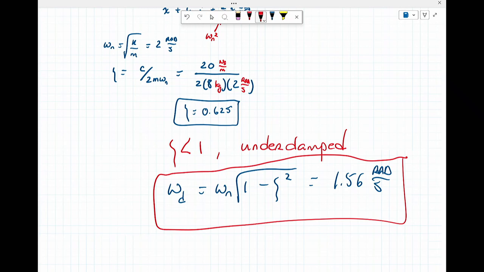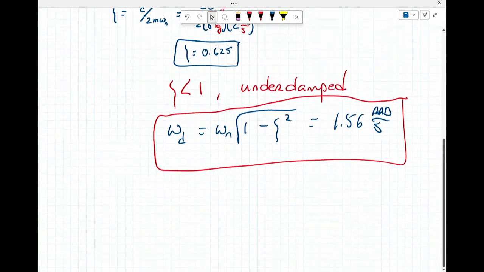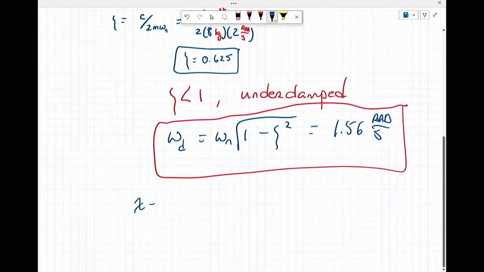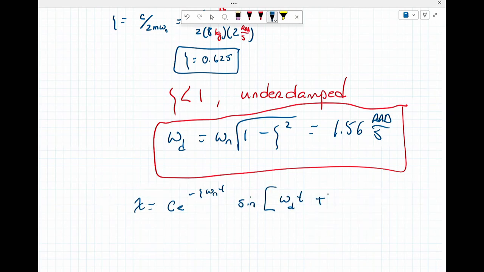So my damped natural frequency is 1.56 rads per second. And again, I'm not doing anything. Once I've done the free body diagram, I've set up everything to solve for it. After I've set everything up, I'm just using the standard formulas as I've been given. I also know the form of the equation, so in this case I'm using this form right here.